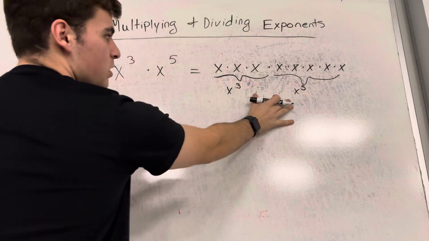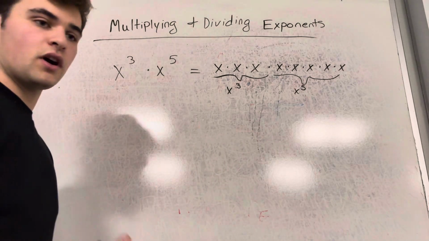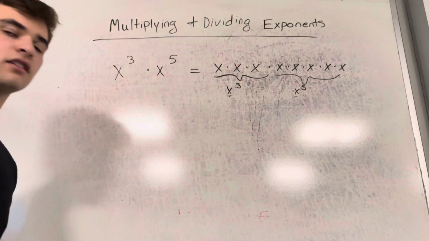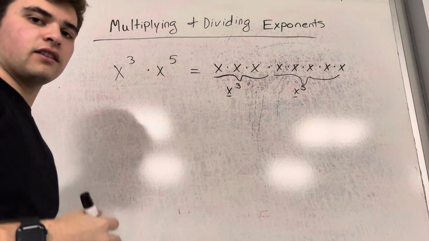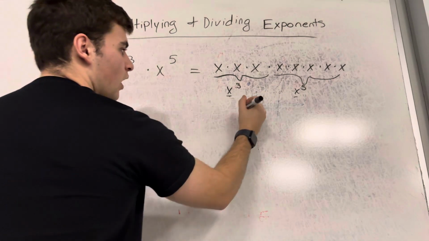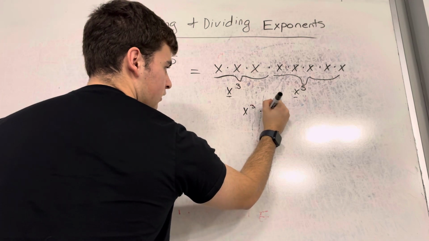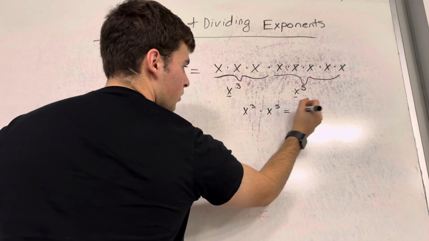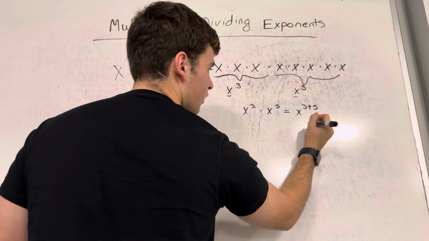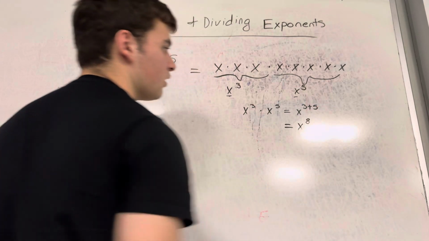And so when we multiply, we want to make sure we have the same base. In this case, we do have the same base. Our base here is x and x. And once we realize that we have the same base, we're just going to add our exponents across. So if we see x to the third times x to the fifth, we could see it as x to the third plus 5, and that is going to give us the answer of x to the eighth.